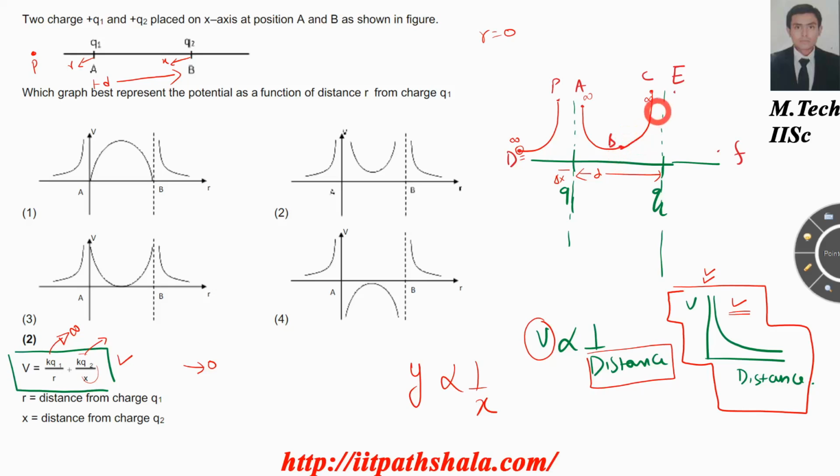Now let us look at the point E and the point F. In the same manner as I have plotted for the point D and the point P, I can say that the curve will be something like this. Just put the value and find your answer. So this curve resembles my option 2 over here. So I can say that option 2 is the correct option.